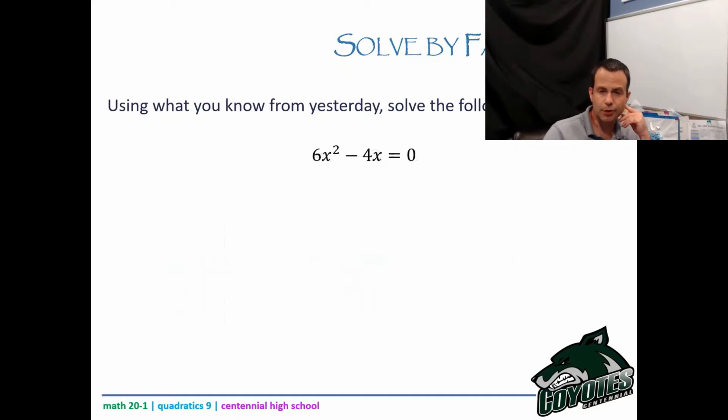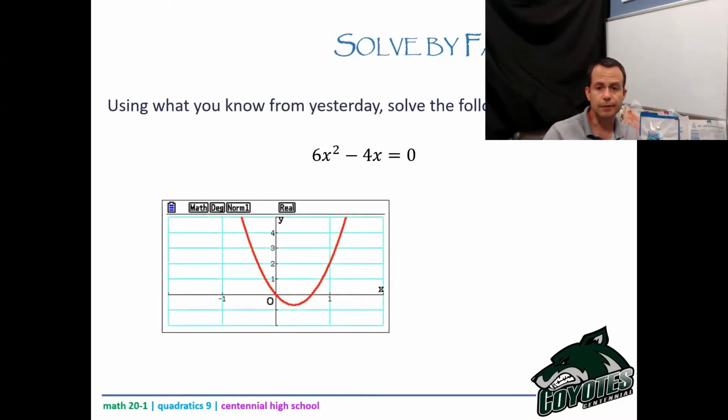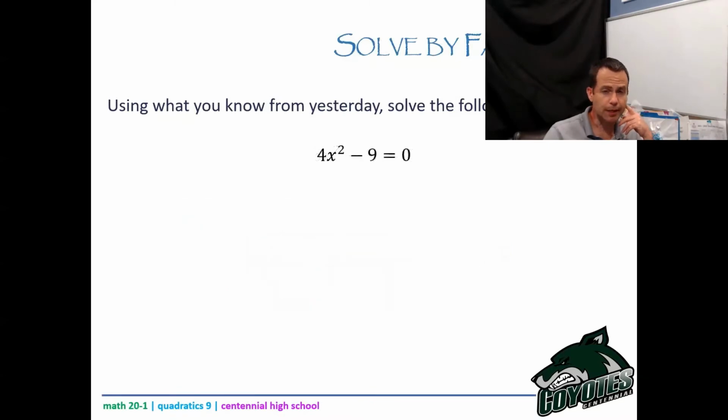Next one I want you to try is 6x squared minus 4x equals 0. Again, we're going to graph and solve using our graphing technology. Go ahead and pause me, get a good picture. Okay, here is that picture, and you should have gotten solutions of x equals 0 and x equals 2 over 3.